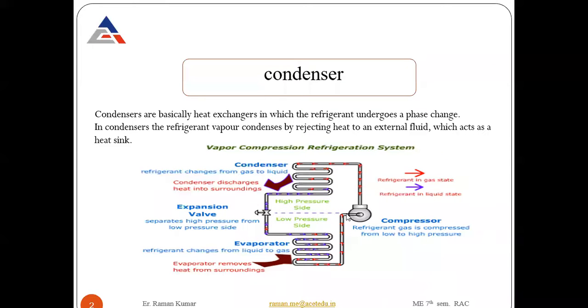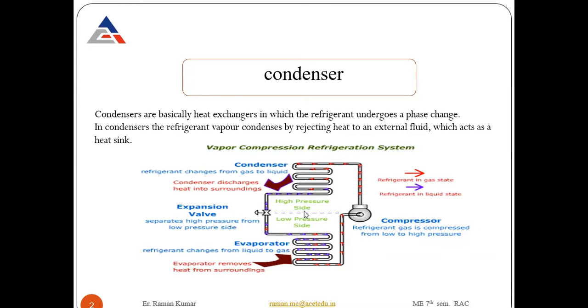So what is the main function of the condenser? First of all, everybody knows there are four main components in the VCR cycle. Number one, we have the compressor. Number two, the condenser. Number three, the expansion valve, and last one, the evaporator. Last time I already explained the compressor and its different types. Now I am going to start with the condenser. So first of all, what is the VCR cycle?